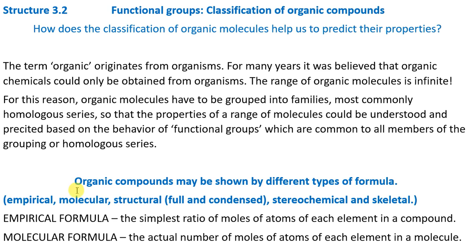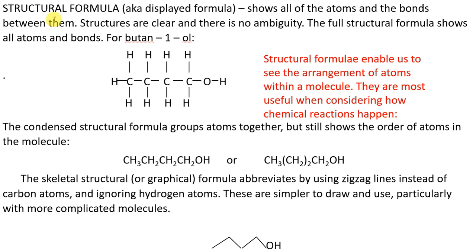As far as the formulae are concerned, and that's what this video is really concerned with, organic compounds may be shown by different types of formula. I've got empirical and molecular. I've got structural, full and condensed structural formulae, stereochemical and skeletal. Firstly, empirical formula, the simplest ratio of moles of atoms of each element in a compound. Molecular formula, the actual number of moles of atoms of each element in a molecule. And I've got an entirely separate video on empirical and molecular formulae.